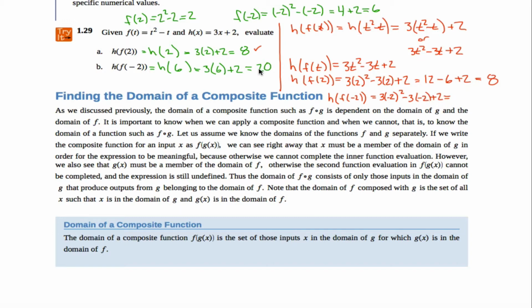And if I didn't screw anything up, this should end up being 20. Let's see if this works. Negative 2 squared is positive 4. 3 times positive 4 is 12. Negative 3 times negative 2 is positive 6, plus 2. 12 plus 6 more plus 2 more, sure enough, is 20. It all checks out. Two different ways to solve the same problem.